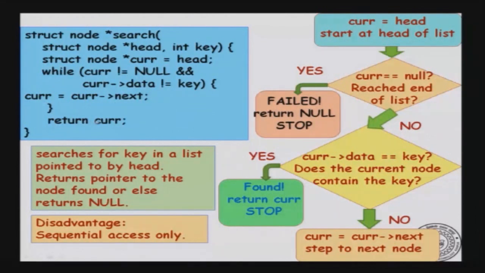So, when you exit the loop, either current will be null or current data will be key. Okay. So, what is the condition when you reach the return? So, if the key is absent, then you are returning null. If the key is present, you are returning the pointer to the first node that contains the key. Okay. So, convince yourself that the code works.